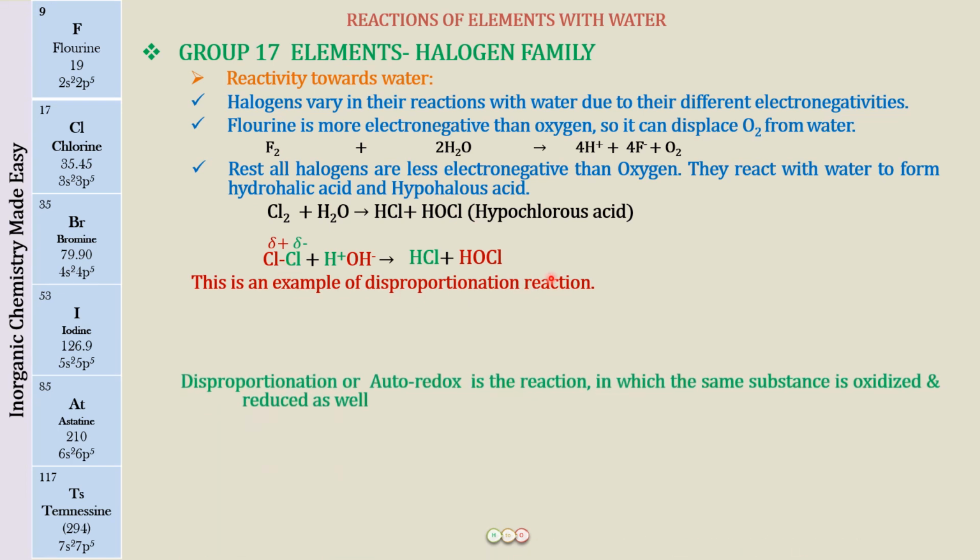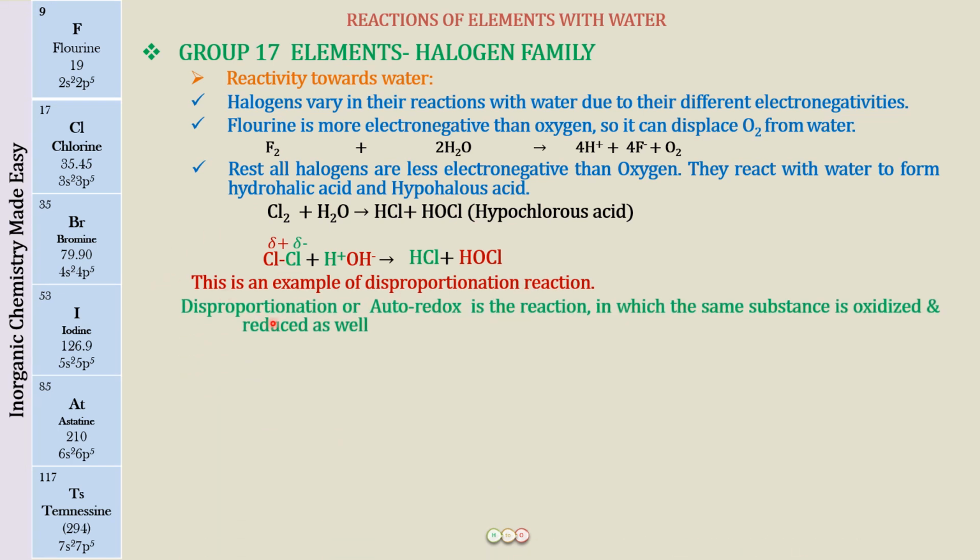Now this is an example of a disproportionation reaction. Now what is a disproportionation reaction? Well, disproportionation reaction, this is the auto redox reaction. What is the redox reaction? Well, in which there is oxidation and reduction taking place in the reaction. Auto means it is going to be a self-redox reaction. In this, what will be happening is that the same substance is getting oxidized as well as reduced.